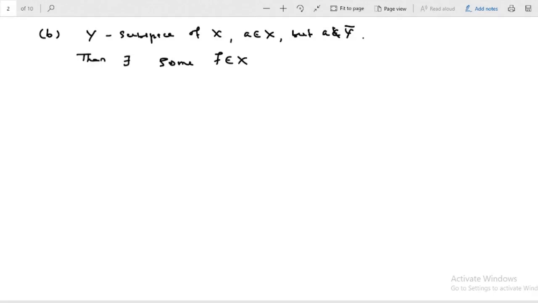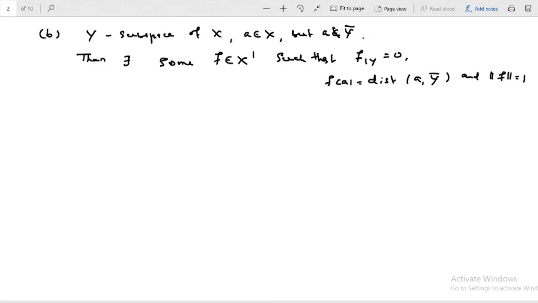f in X dash, that is, there exists a continuous functional on X such that f restricted to Y is equal to 0, f of A is equal to the distance between A and Y closure, and norm f is equal to 1. Then a consequent result: x belongs to Y closure if and only if x belongs to X and f of x is equal to 0 whenever f belongs to X dash and f restricted to Y is equal to 0. We can look at the consequent part later.